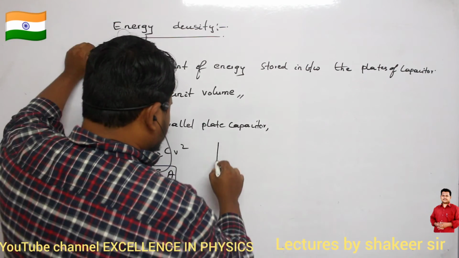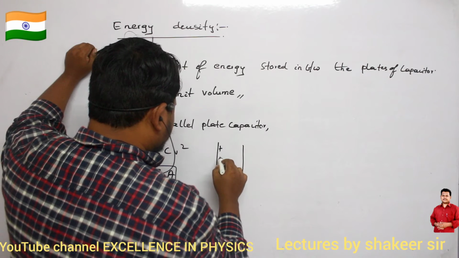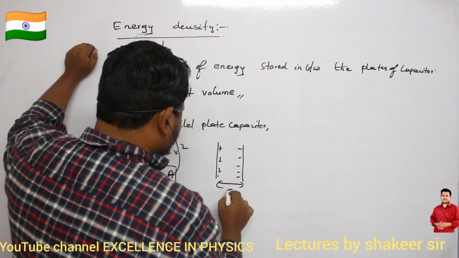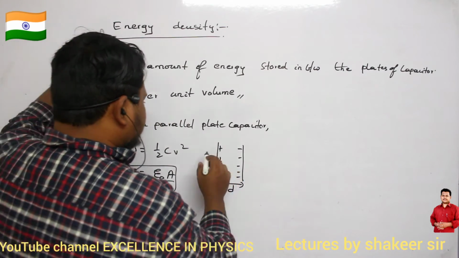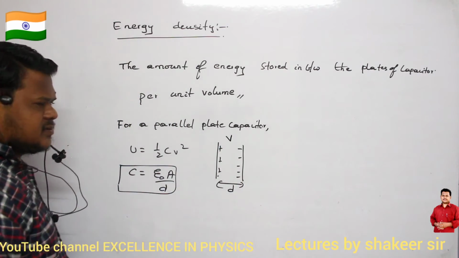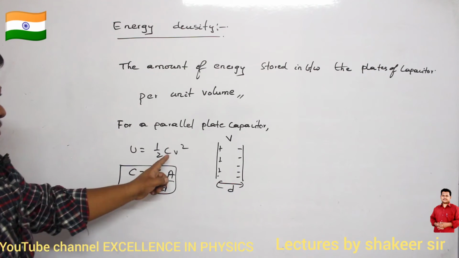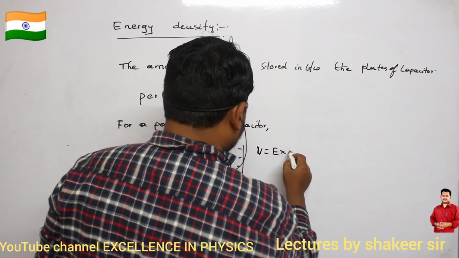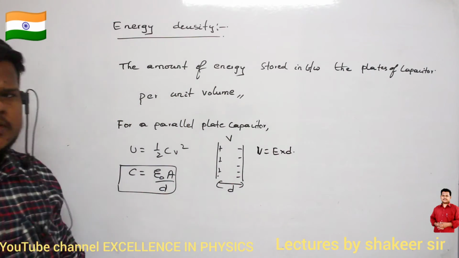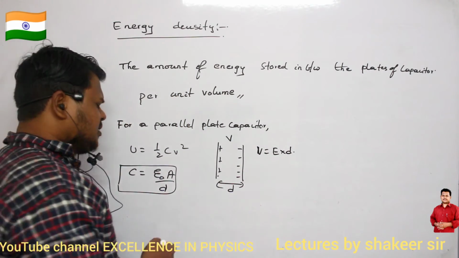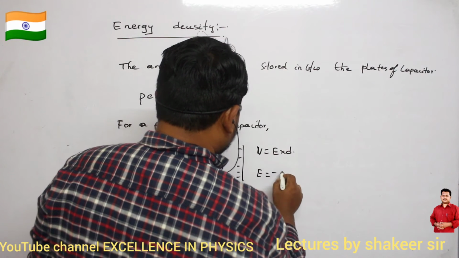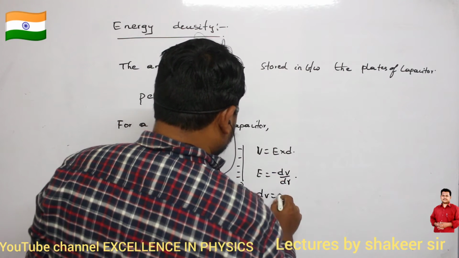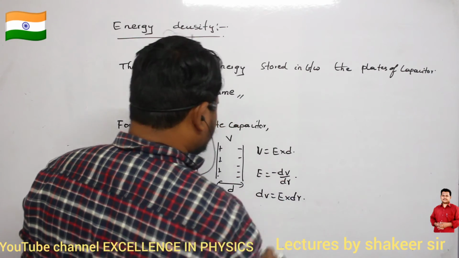Similarly, if this is the capacitor, the distance between the plates of the capacitor is D, and the potential difference between the plates is V. Therefore, how can I write V? V can be written as E into D, because already we have written it many times. So E is equal to minus dV divided by dr, so dV can be written as E into dr if you neglect the negative symbol.